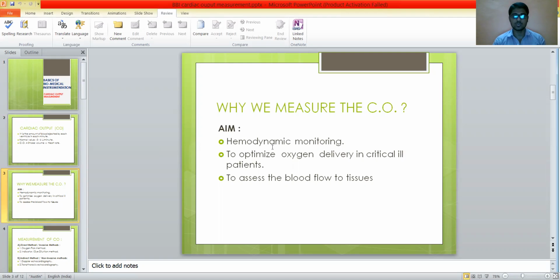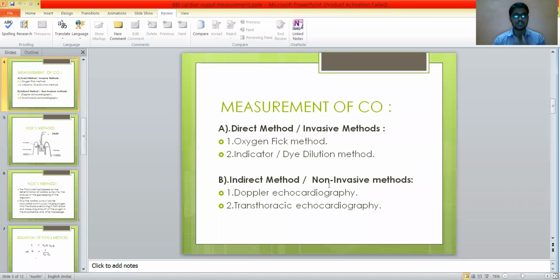We can know through hemodynamic monitoring using cardiac output to optimize the oxygen delivery in critically ill patients, and to assess the blood flow to tissues. So these are the aims of why we are measuring the cardiac output.